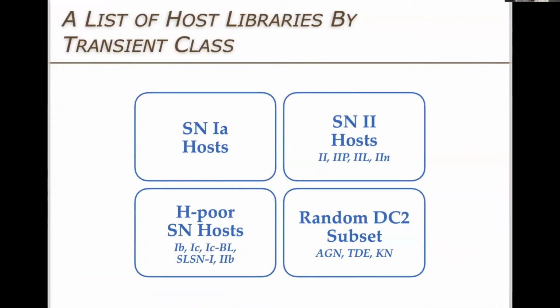This allows us to arrive at 4 primary host galaxy libraries that we use for association here. 3 of these are supernova host galaxy libraries with correlations as they appear in GHOST. And we've grouped rarer classes like TDEs and Kilonova into a final library, bottom right, which just comprises one random but representative subset of COSMO-DC2 galaxies. For these classes, we encode correlations using a different approach that I'll describe next.